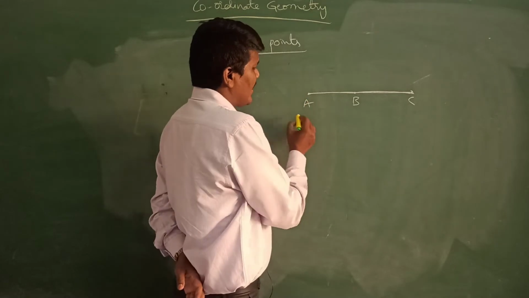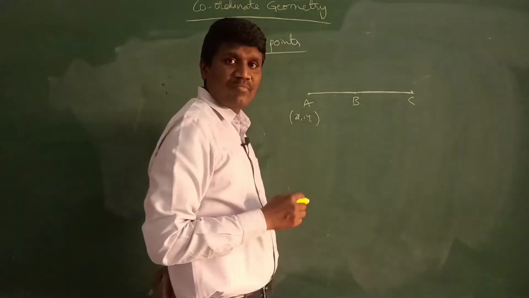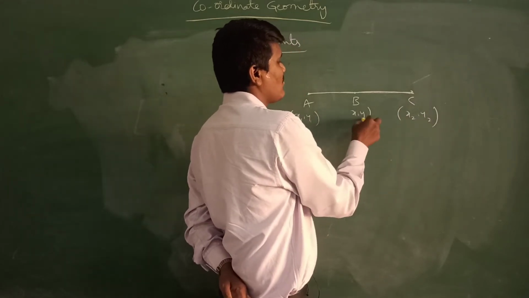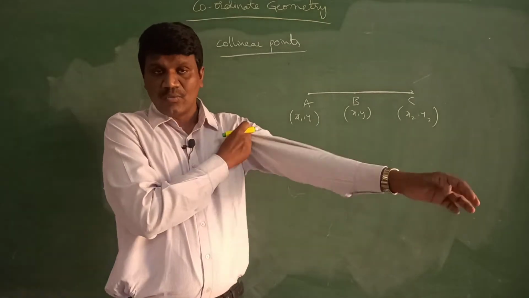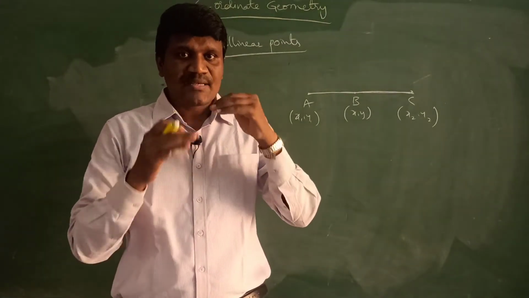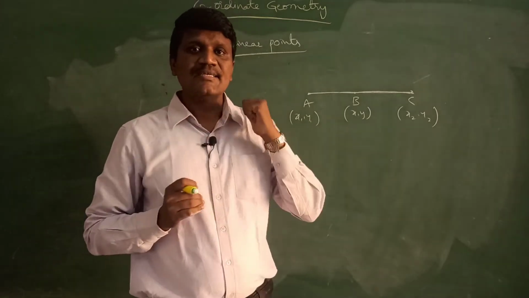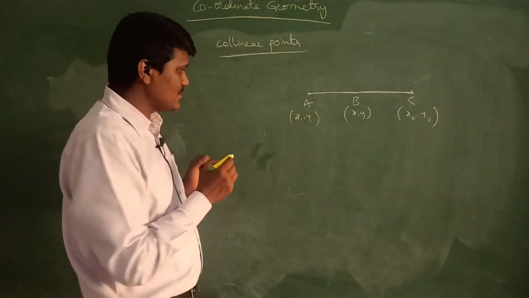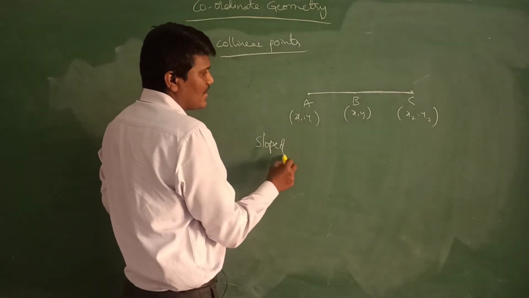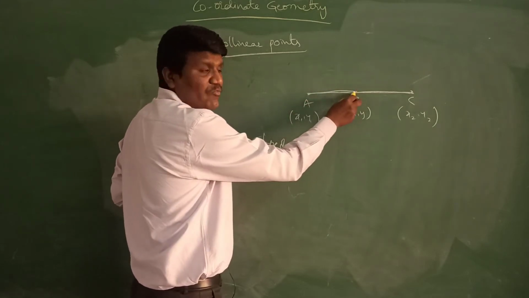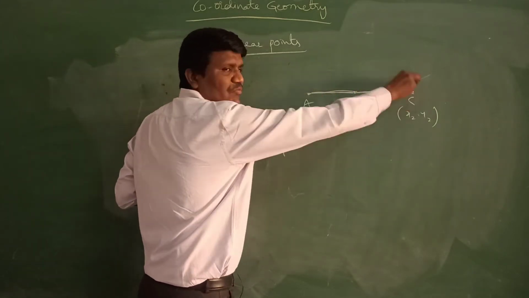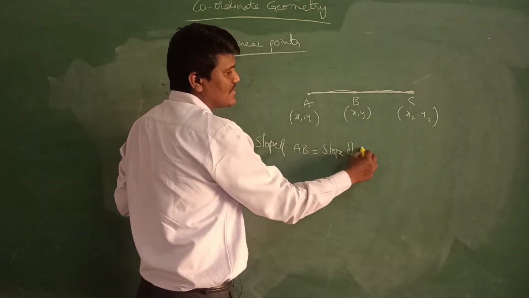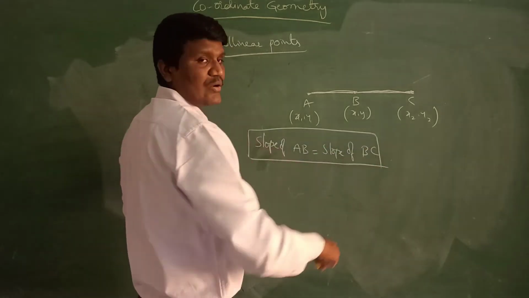Let us see now. A is (x1, y1), and suppose C is (x2, y2) and B is (x, y). Now, with respect to competitive exams like your POLYCET, in collinear points only one thing you should note down, that is slope. From A to B, the slope of this is equal to the slope of this. So slope of AB is equal to slope of BC. This is the formula for collinearity.